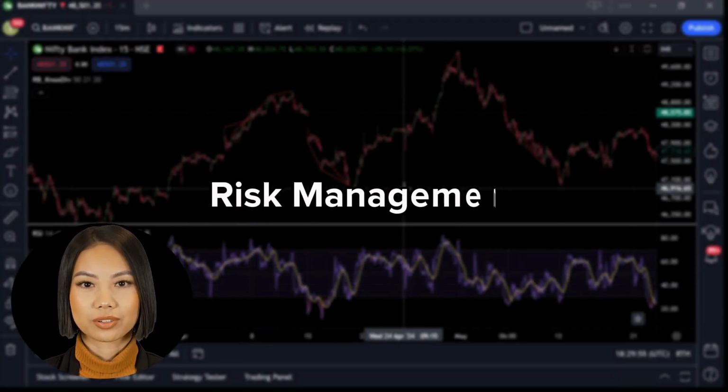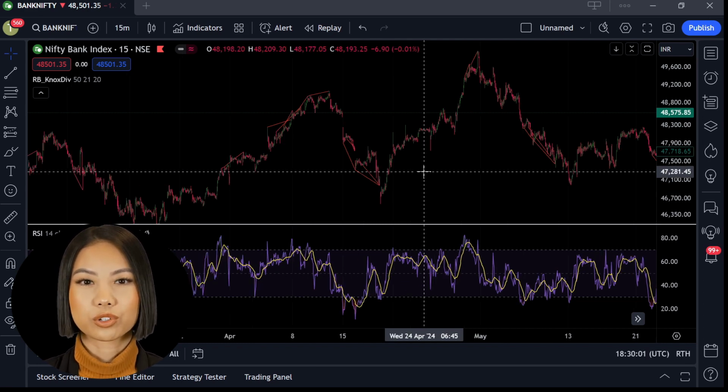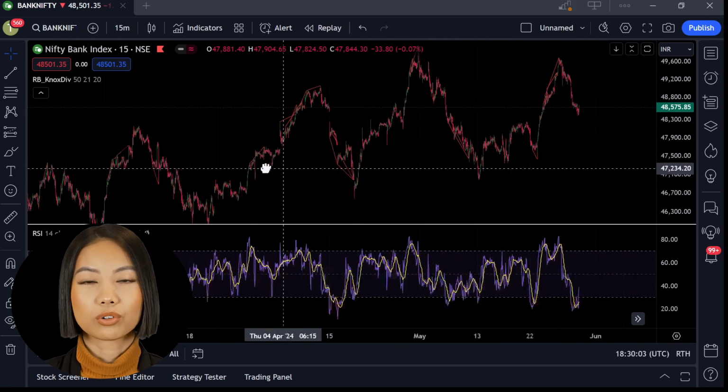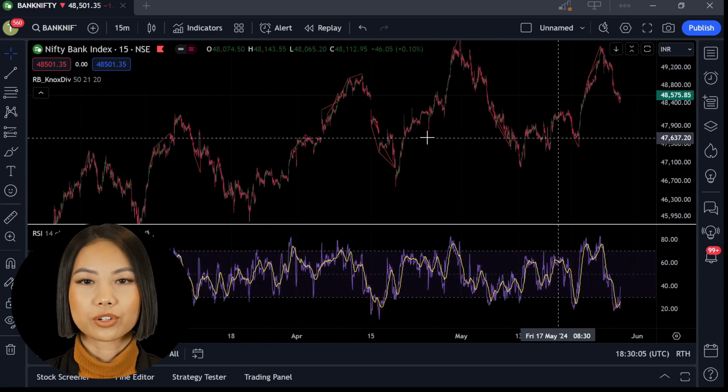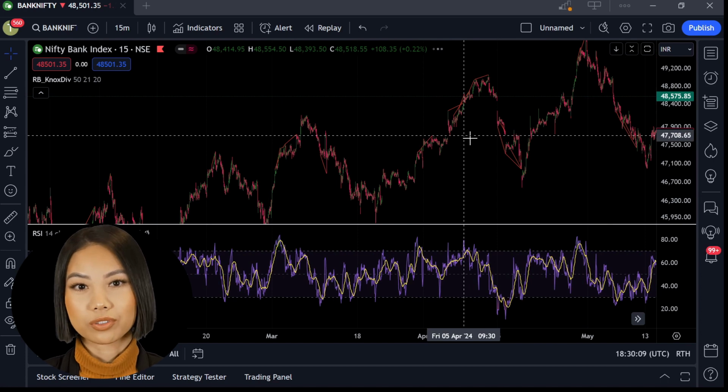Risk management. Proper risk management is essential when using any indicator. Always set stop-loss orders to protect your capital. Avoid over-leveraging your trades. Diversify your positions to mitigate risk. That's it for the Knoxville Divergence.